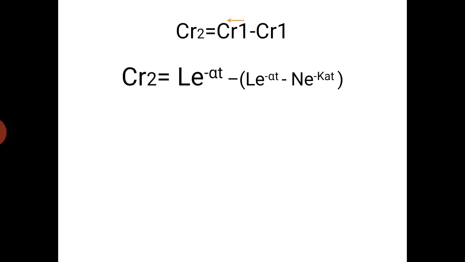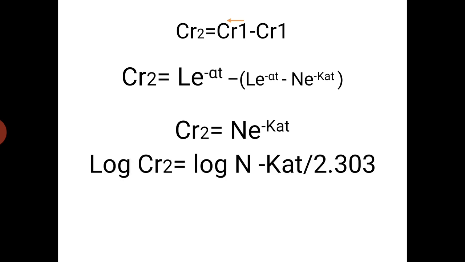So here we have the formula, that is equation, that is CR2 is equal to the second residual line, that is equal to CR1 back extrapolated minus CR1. So don't get confused here. Now only we are going to draw the second residual line CR2. CR2 is equal to CR1 back extrapolated minus CR1. So CR2 is equal to Le raised to minus alpha t minus Le raised to minus alpha t minus Ne raised to minus Kt. Finally the equation becomes CR2 is equal to Ne raised to minus Kt.